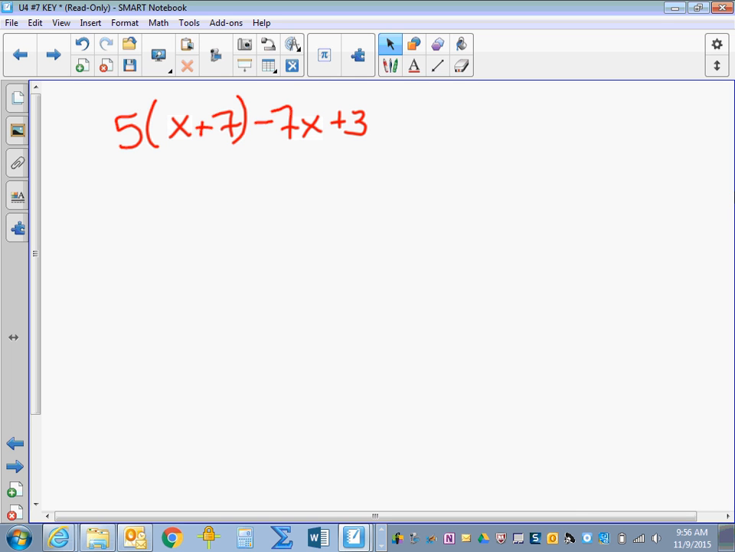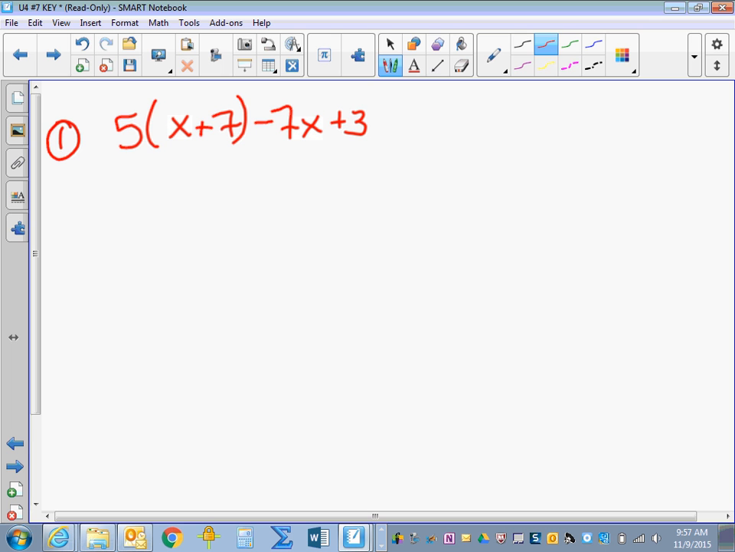Alright, so again, reminding you of what we've done before with combining like terms. Some of you, when we're solving equations, are still combining terms together that are not like terms, and you're getting these problems wrong. So for this first warm-up problem, we have 5 times the quantity x plus 7 minus 7x plus 3. What's the first thing that I need to do?